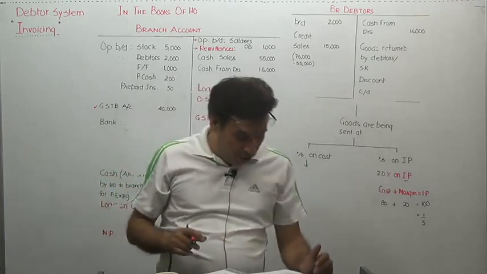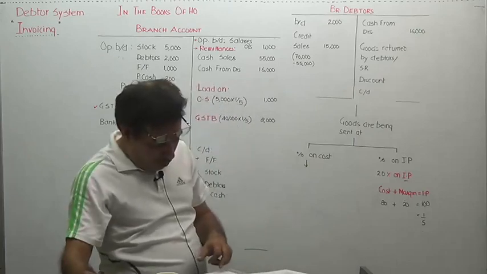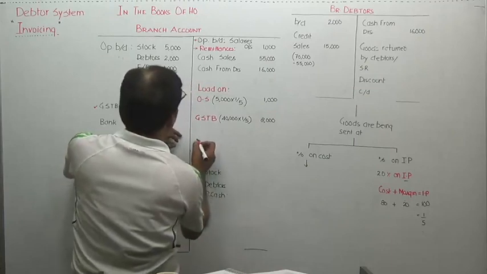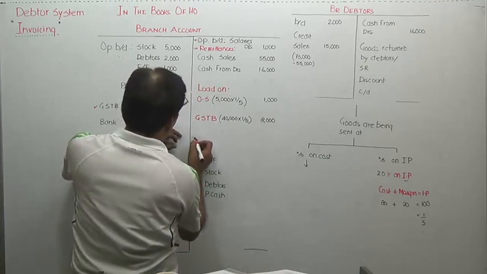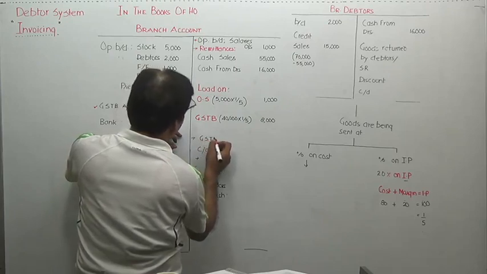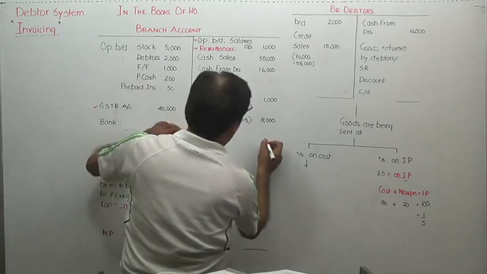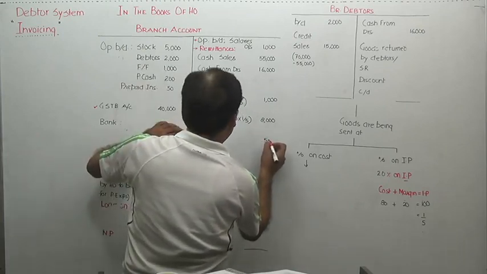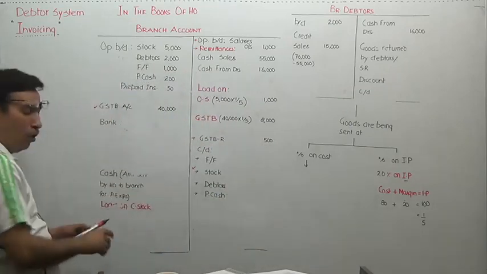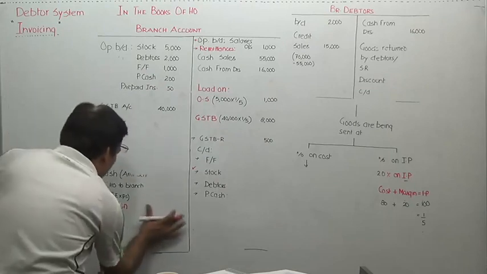Then it is given to you in this case, goods returned by branch. If branch will return the goods, first of all, we are going to write it on the credit side. Goods sent to branch returns. 500 worth of goods have been returned by branch back to head office. So even loading of this will be done. So later on you are going to write loading on.